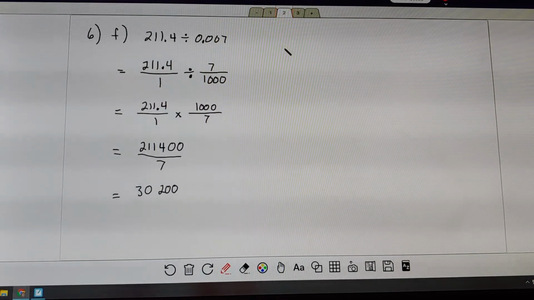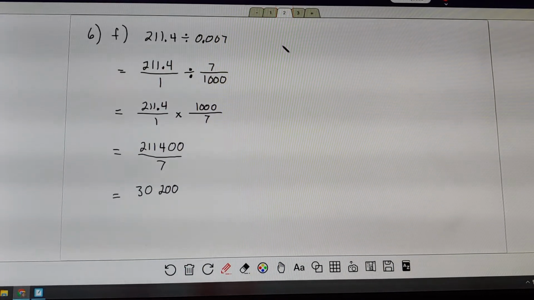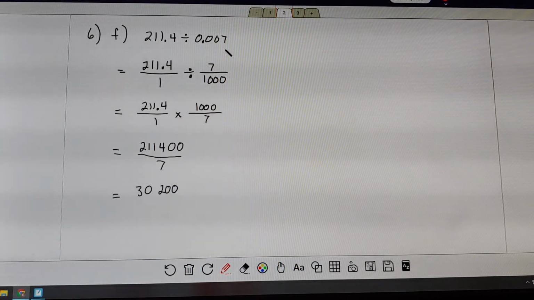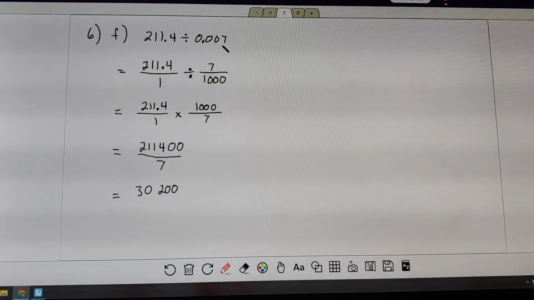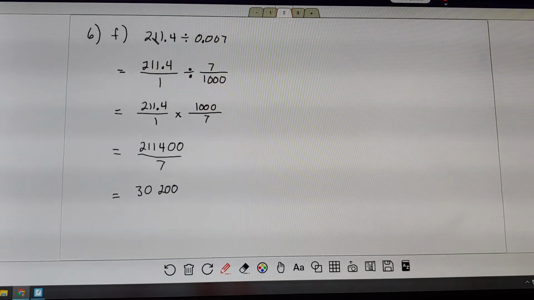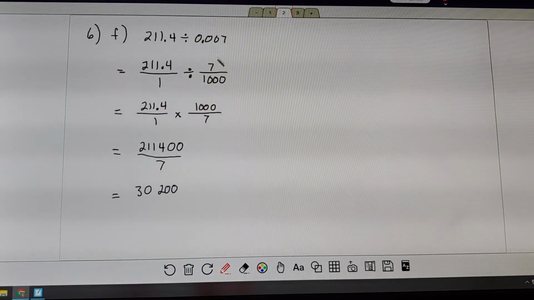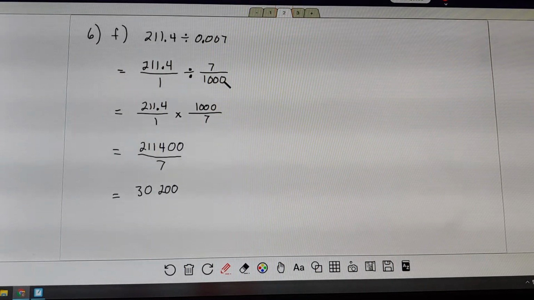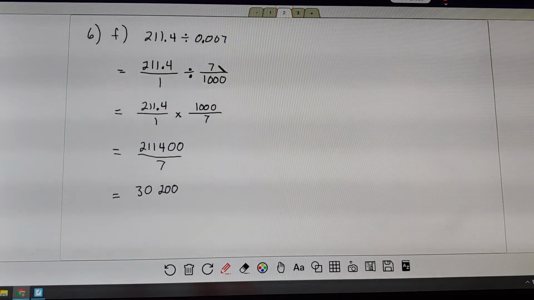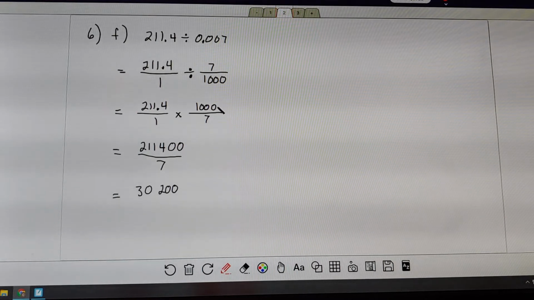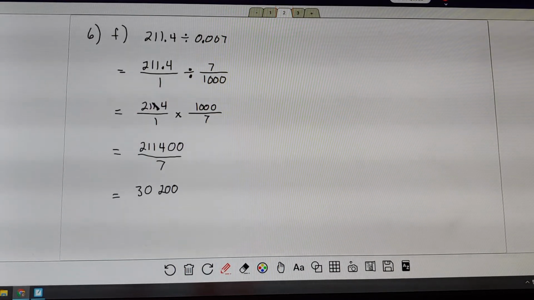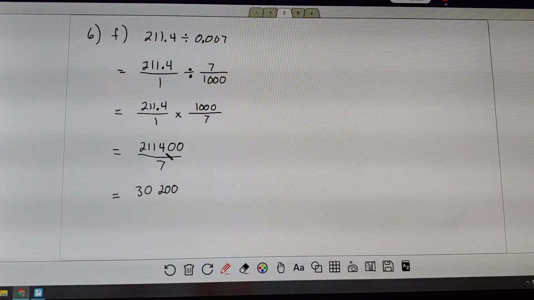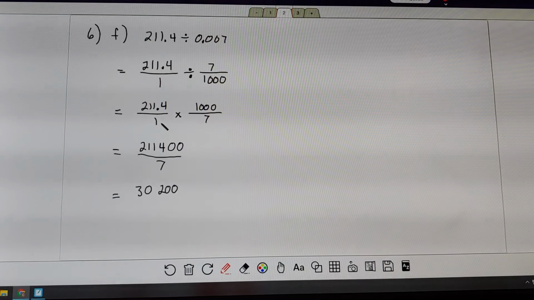For 6F, this is like the last examples that we did in the lesson. So they gave us 211.4 divided by 0.07. So first thing, I'm going to put both of these as fractions. So that over 1, and then 7 over 100. Take the reciprocal of this, flip it over, and then multiply. So it's now 100 over 7. So 211.4 times 100, so the decimal was there, then 1, 2 spots over, and 1 times 7 is 7.